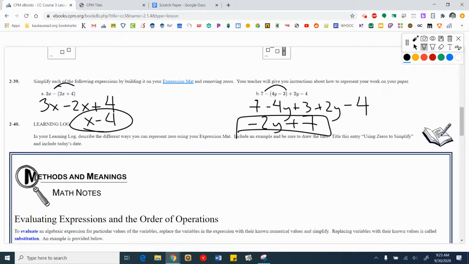So 240, that's learning log. In your learning log, describe the different ways you can represent 0 using your expression mat. Include an example and be sure to draw the tiles. Title this entry, Using Zeros to Simplify, and include today's date. Take about 2 to 3 minutes to work on that. When you're done, go ahead and take a look at the homework.